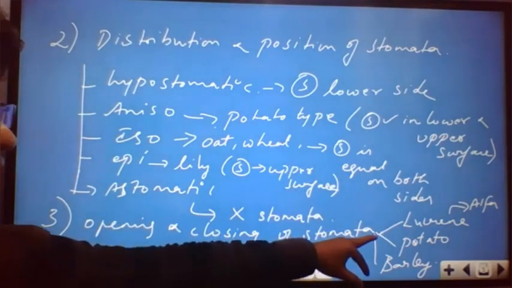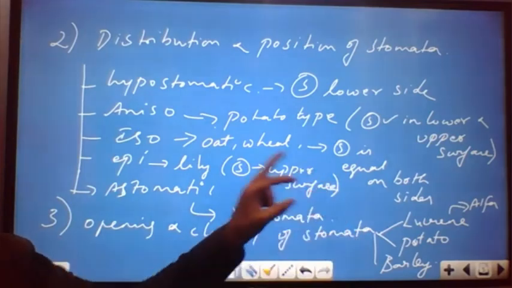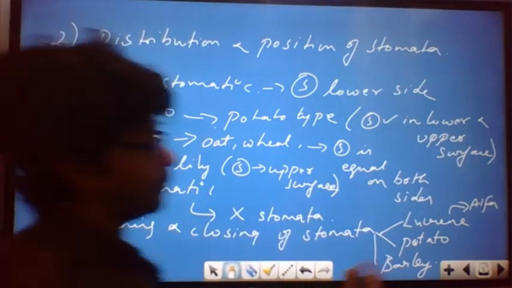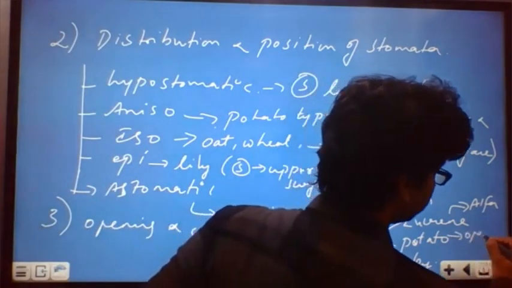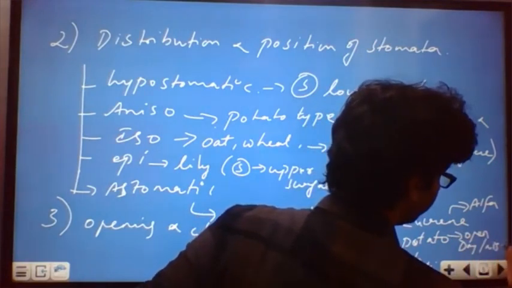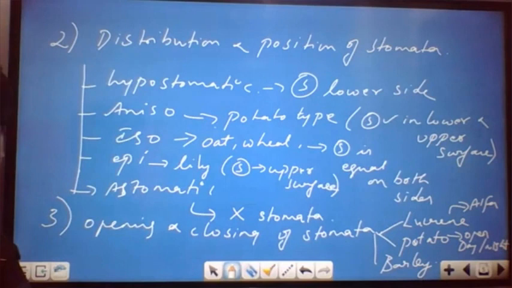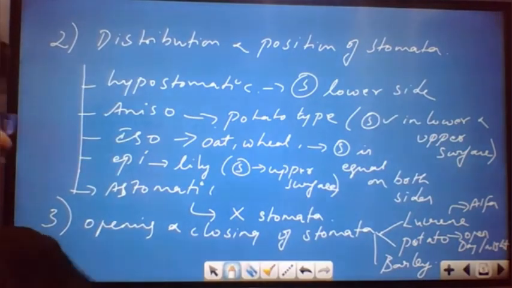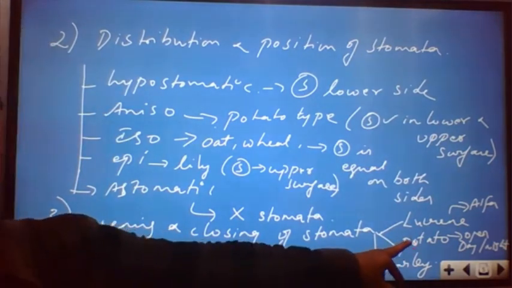Then you could see the potato type, open in the day and night. This type is open both day and night, but it closes only for a few hours in the evening. It closes only in the evening.